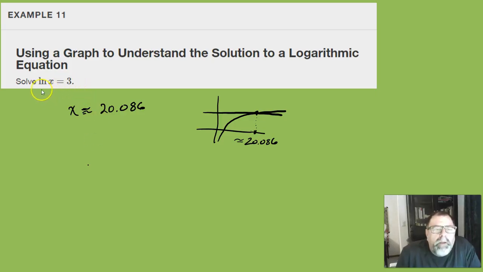Now, of course, we wanted to solve this algebraically, right? We got the log equals a number, so we convert it to the exponential form. e to the 3 is equal to x. And if you type in your calculator e to the 3rd power, you're going to get this number, 20.0855, on forever.